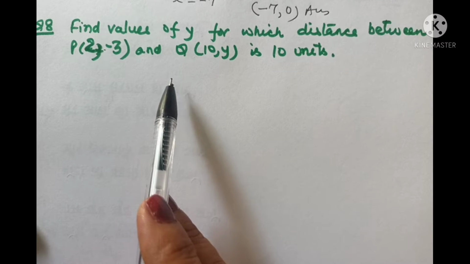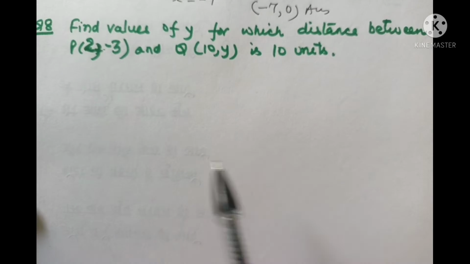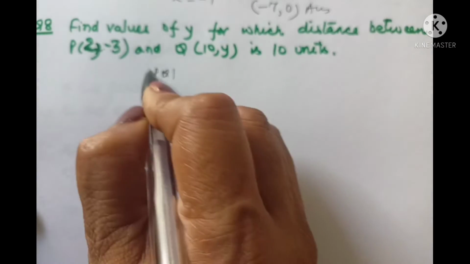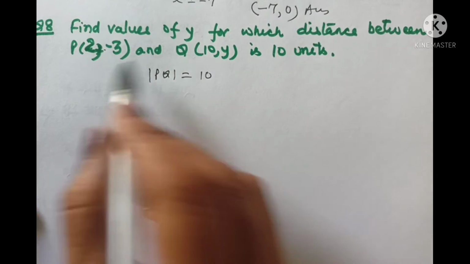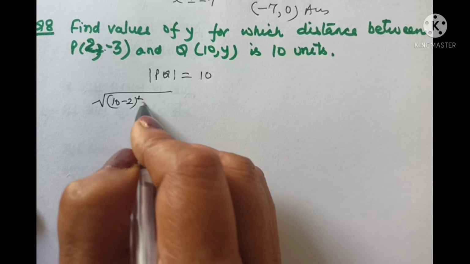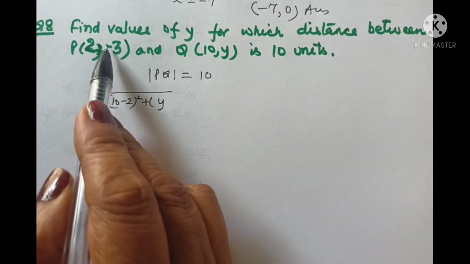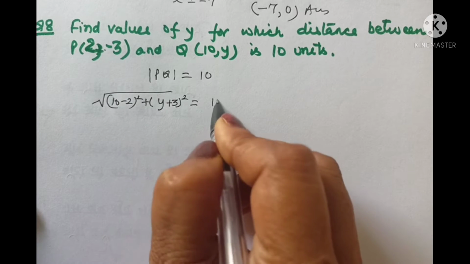In question number 8, we are to find the value of y for which the distance between P and Q is 10 units. So in other words, I have distance PQ is equal to 10 units. So let us write down the formula for PQ. This gives me square root of (10 minus 2) whole square plus (y plus 3) whole square is equal to 10.